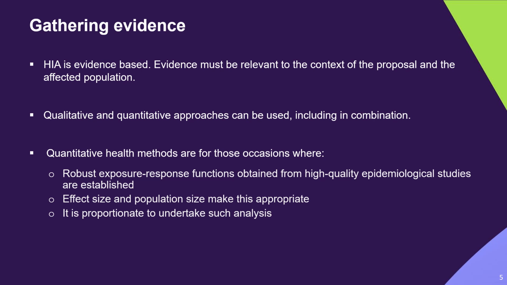Moving on then to gathering evidence. HIA is an evidence-based approach, and so the evidence must be relevant to the context of the proposal and the affected population. Qualitative and quantitative approaches can be used and can be used in combination. Quantitative health methods are for those occasions where robust exposure response functions obtained from high-quality epidemiological studies are established. They're also for the times when effect size and population size make it appropriate for this type of evidence to be considered, and also for those occasions where it is proportionate to undertake such analysis.